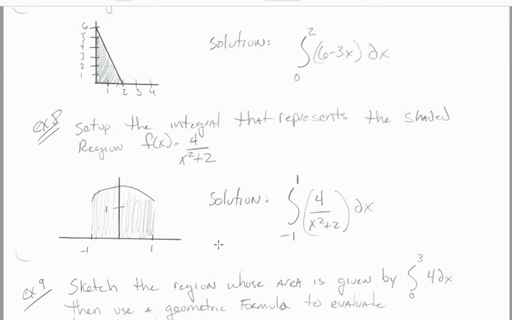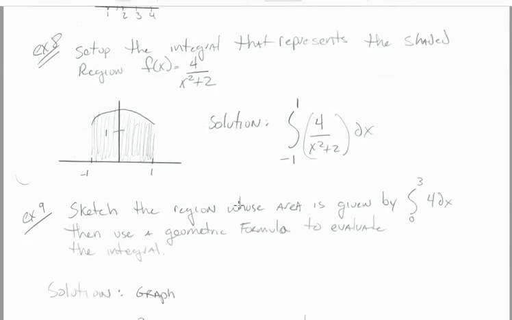So next we want to take a look at example 8. We're going to set up the integral that represents the shaded region f of x equals 4 over x squared plus 2. And we're given the graph here. The region is from what? -1 to 1, and it's the shaded in region under the curve here. So the integral is -1 to 1, that's the x, and then the function f of x is 4 over x squared plus 2 times dx. So it should be a pretty straightforward translation, taking a look at the graph and writing the integral from it.